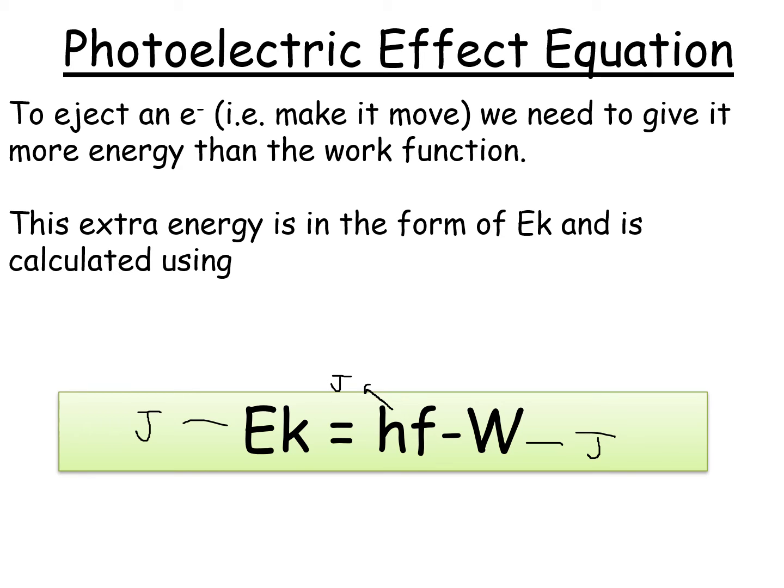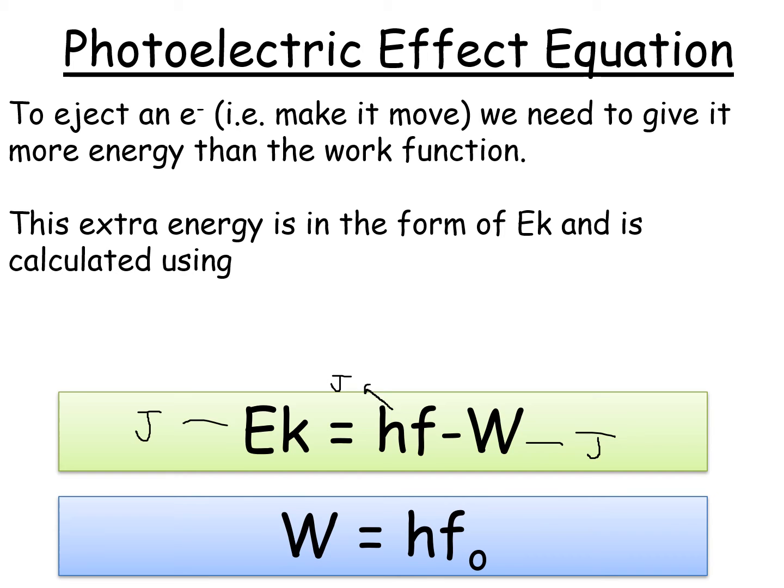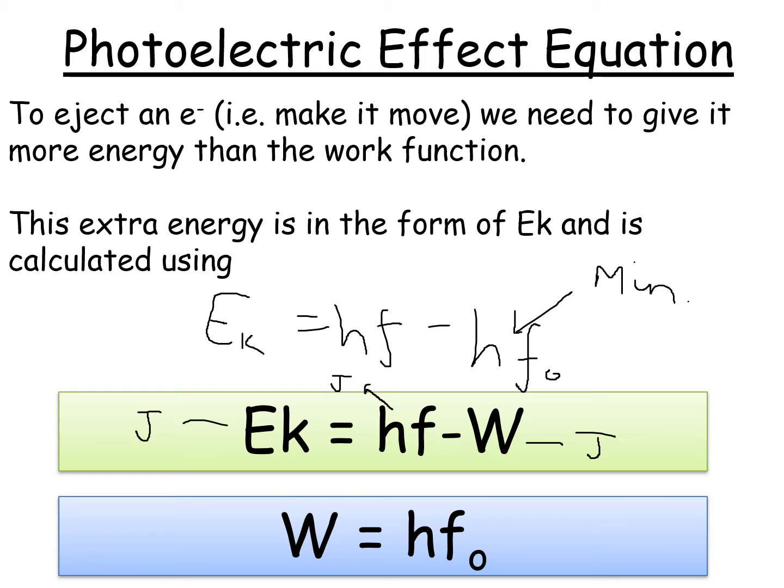Okay, now another way to write this equation is W is equal to hf naught. So another way you might see this equation, and it might be a bit puzzling, is Ek is equal to hf minus hf naught. Okay, and you might look at that and say, well, isn't that just the same thing subtracted from itself? And the answer is no, because the thing you've got to remember is that this is the minimum energy you need for the photoelectric effect to happen. So the minimum energy needed.